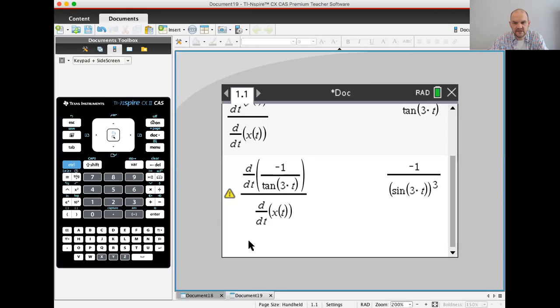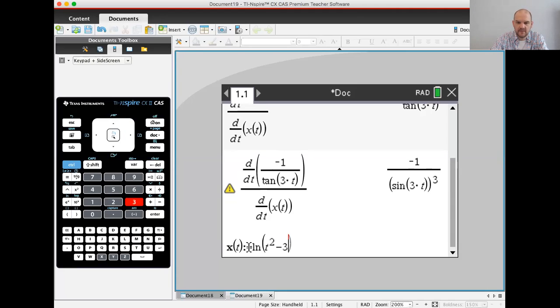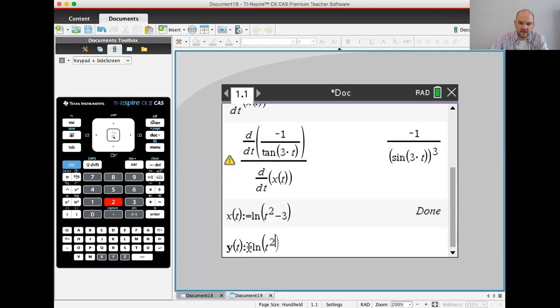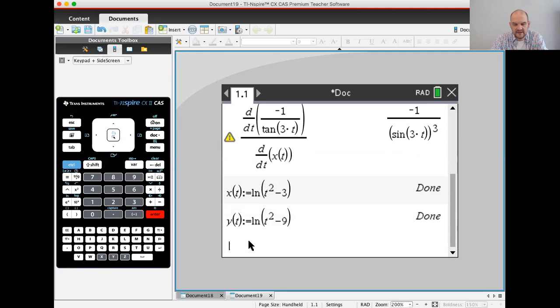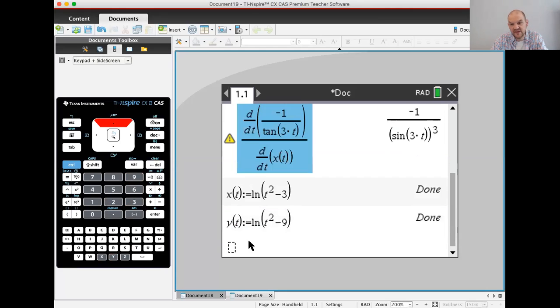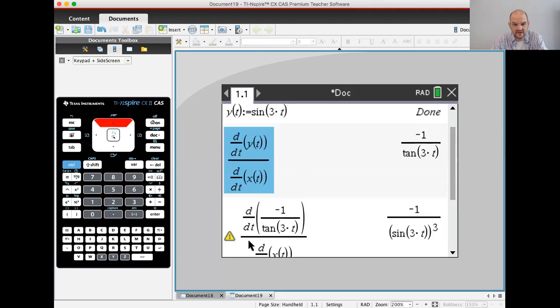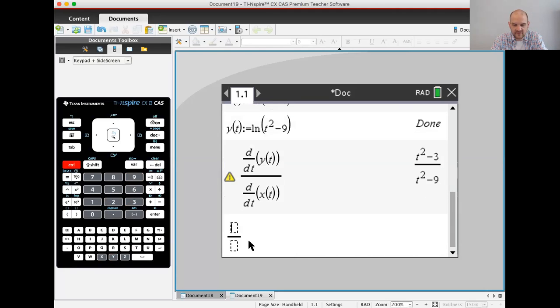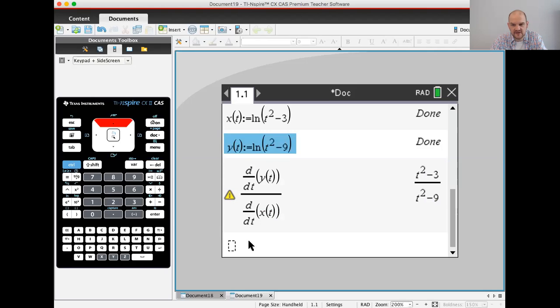All right, so I'm checking the first problem that we did in this video first. So x of t is natural log of t squared minus 3, y of t is natural log of t squared minus 9. And then, all right, the first derivative. This is the moment, right? So we either get this or we don't. First derivative, t squared minus 3 over t squared minus 9. Excellent. And then the second derivative is the derivative. Actually, I should be able to go up and steal this too.